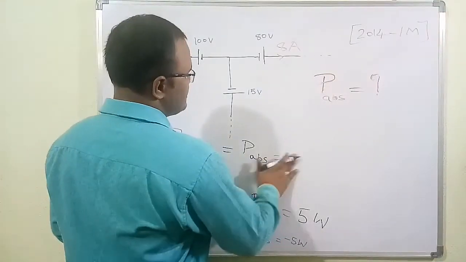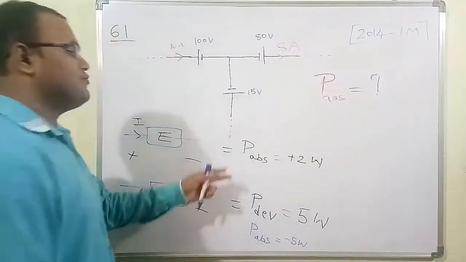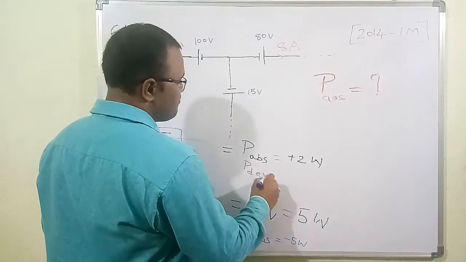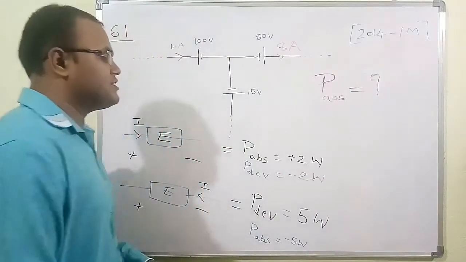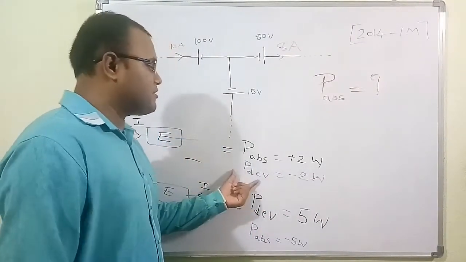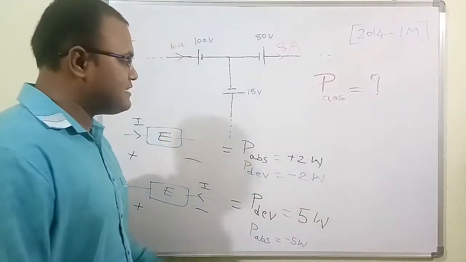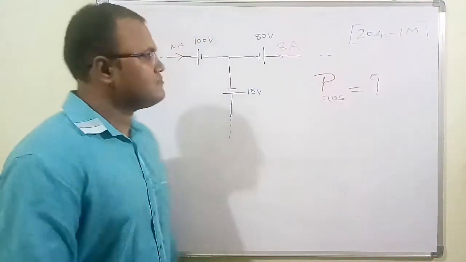Suppose P absorbed is 2 watt, then we can write in another fashion that this element is going to deliver a power which is negative, the reverse. Means suppose in any problem some element is going to deliver minus 2 watt, then we can easily figure out that this element is going to absorb power of plus 2 watt.